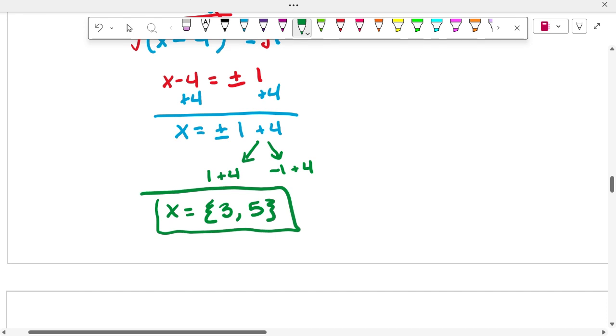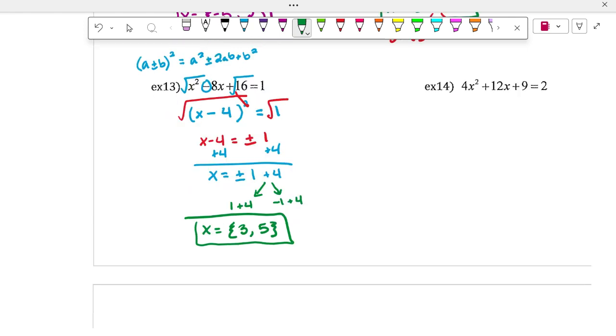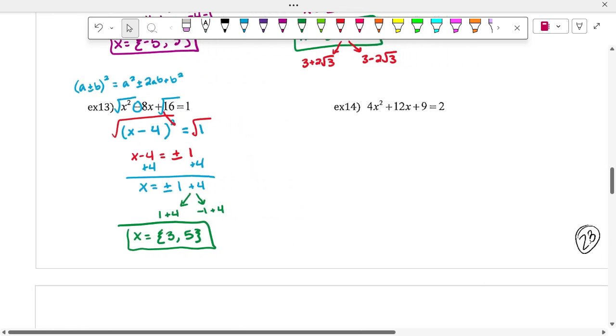Do I need to do another one? Are you guys good with that one? All right. So that is solving by taking a square root.